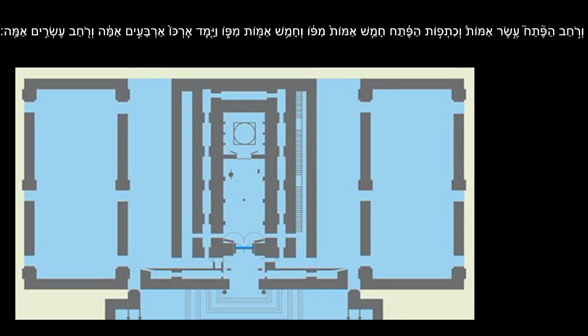The width of the door coming into the sanctuary was ten amot wide, and the shoulder of the door was five amot on this side and five amot on that side. Now the sanctuary, the Kodesh, its length was forty amot, and its width was twenty amot. I made in blue the width of the entrance into the sanctuary. And on the side, you see there's also another five amot on each side, and that is the width of the Kodesh.